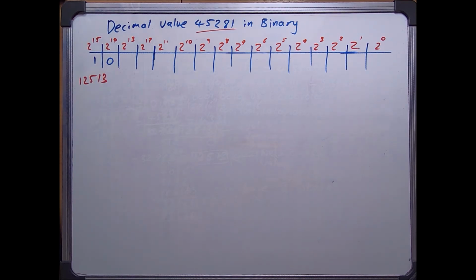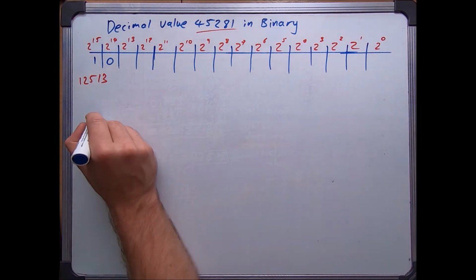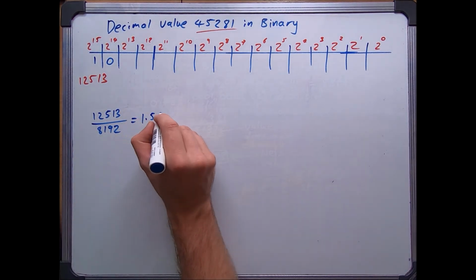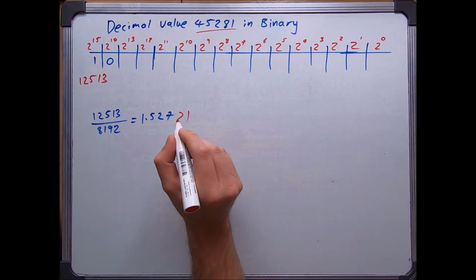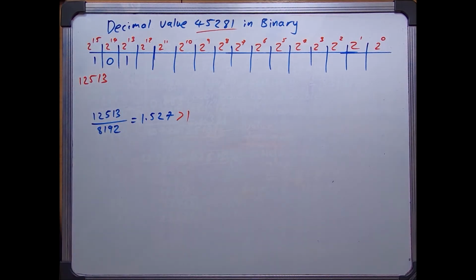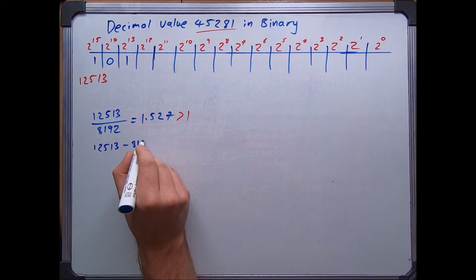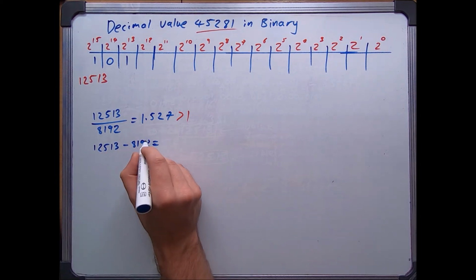Next, 2 to the power 13, which is 8,192. The value is still 12,513, so I divide by 8,192, which gives a result of 1.527, which is greater than 1, and so the bit is 1. This bit is therefore contributing 8,192 to the overall value, so I subtract it out to give a new value of 4,321, and we move on.